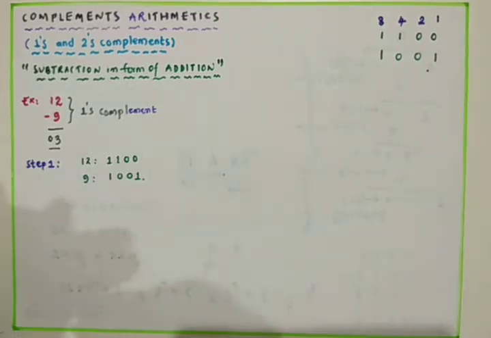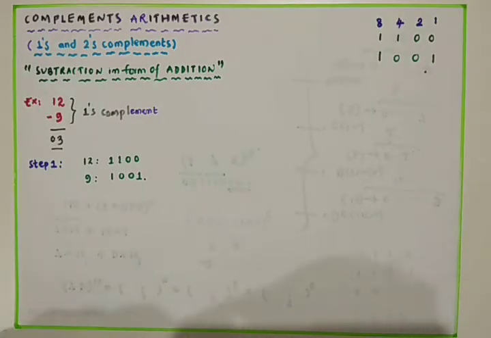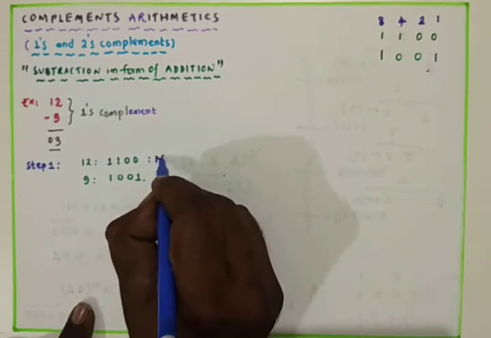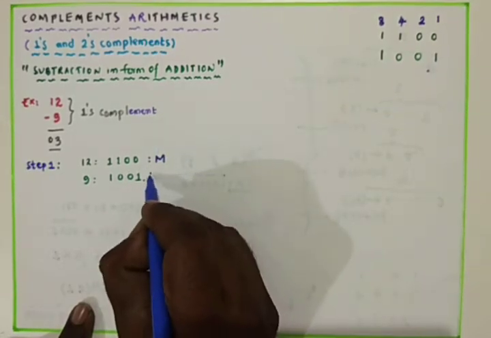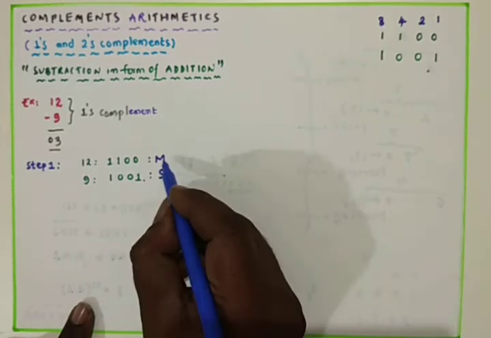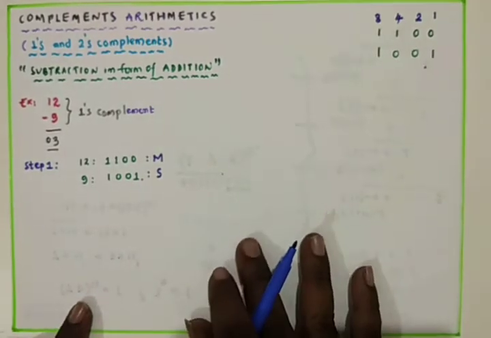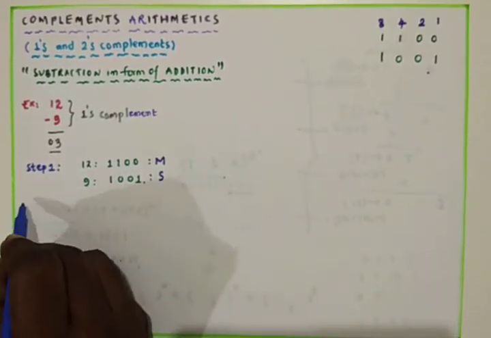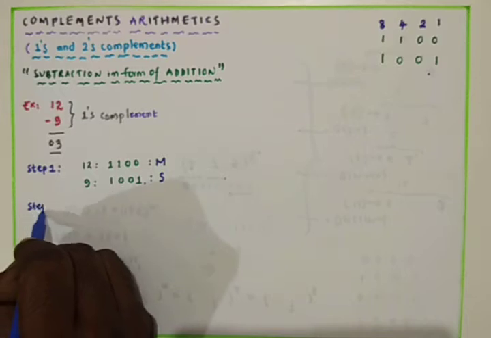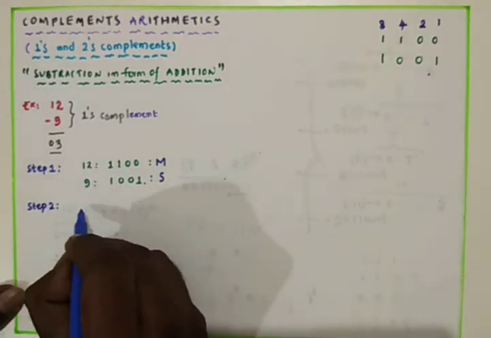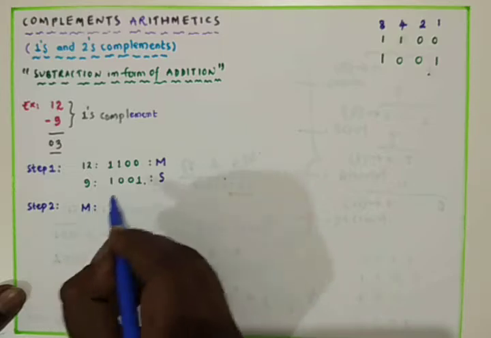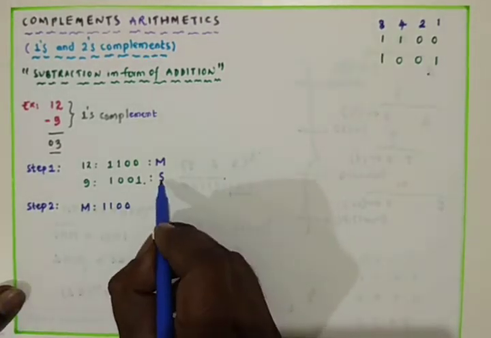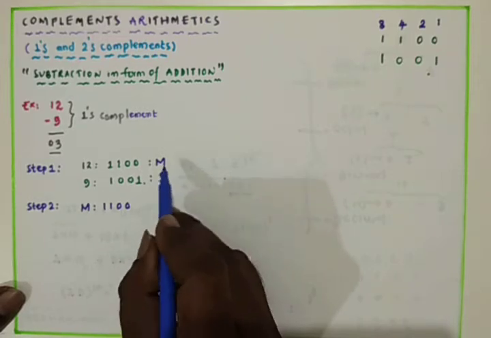In this step 1, 12 is called the minuend, which can be denoted with M, and the 9 is called the subtrahend. This is the minuend and this is the subtrahend. Next, step 2. Step 2: keep the minuend as it is. What is the minuend now? 1100.